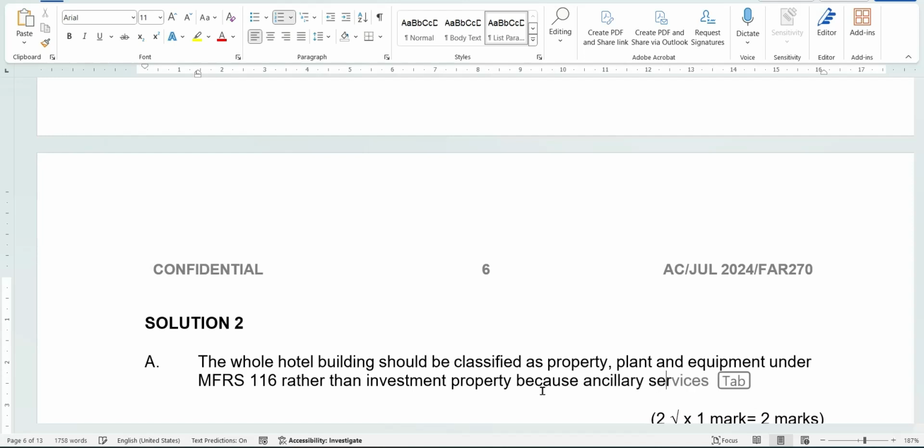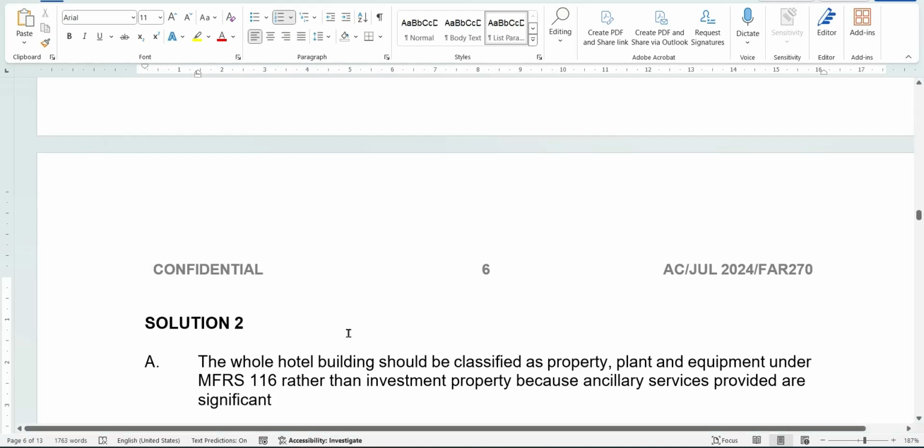ancillary services provided are significant. So if the ancillary services provided are significant, the whole building should be classified as PPE. However, if the ancillary services provided are insignificant, the whole building, even though they provide ancillary service, but the ancillary service is not significant, the whole building should be classified as an item of IP under MFRS 140.